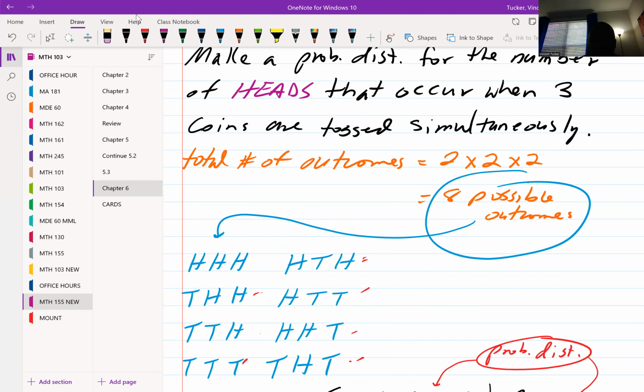If you don't have 8 different outcomes, then somewhere you missed one, or 2, or whatever it is. So you're talking about throwing up 3 coins and all of them landing heads. Then we're looking at tails, heads, heads. Then tails, tails, heads, tails, tails, tails, heads, tails, heads, heads, tails, tails, heads, heads, tails, and then tails, heads, tails.